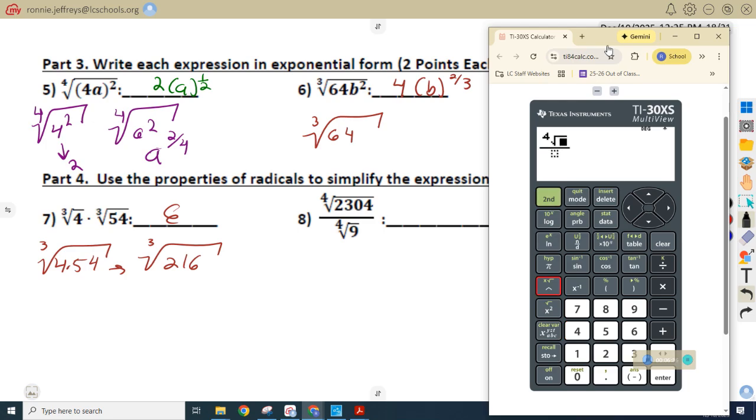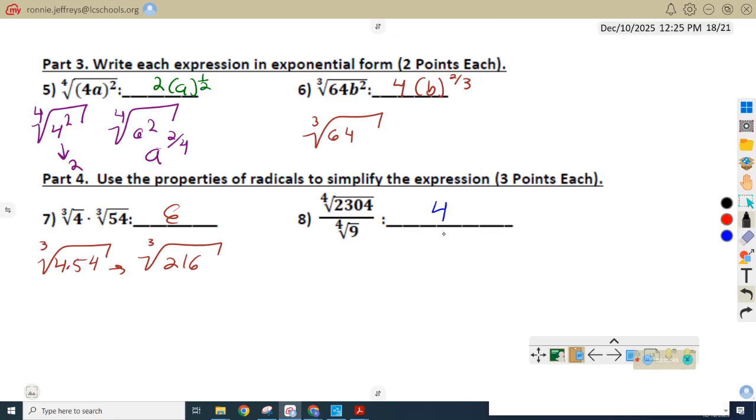Second, raise the roof. 2304. 4, second, raise the roof. 9. Okay, we get 4. Now, if we didn't do that, huh? Oh, 304. Okay.